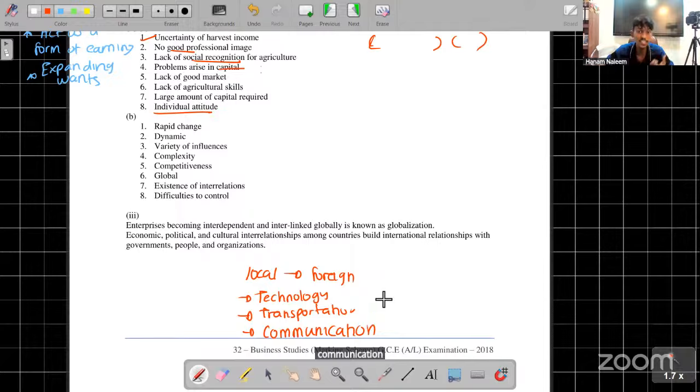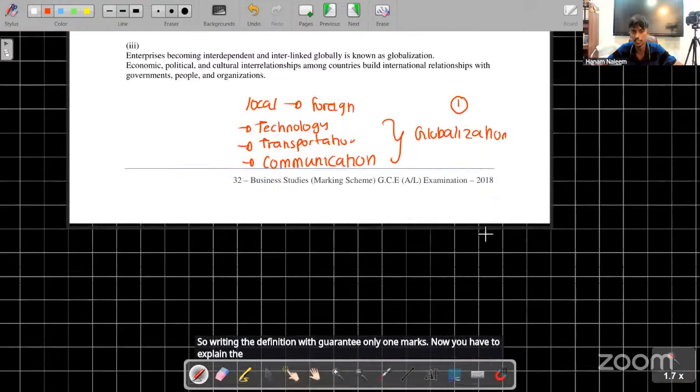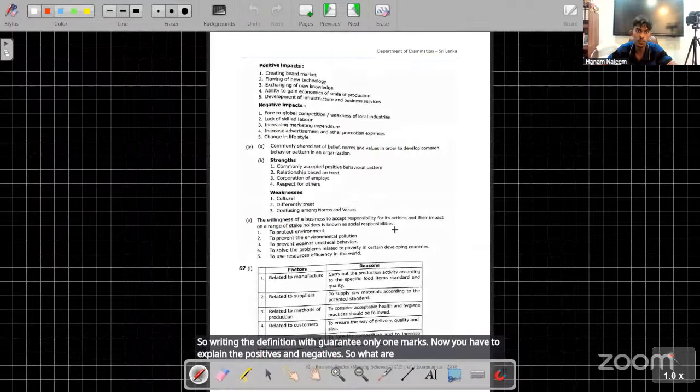Communication. So these are the three reasons which form globalization. Writing the definition will guarantee you only 1 mark. Now you have to explain the positives and negatives. So what are the positives and negatives of globalization?